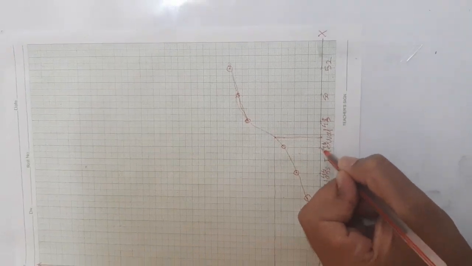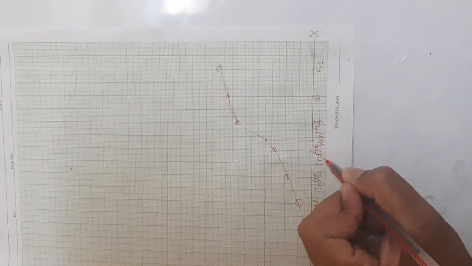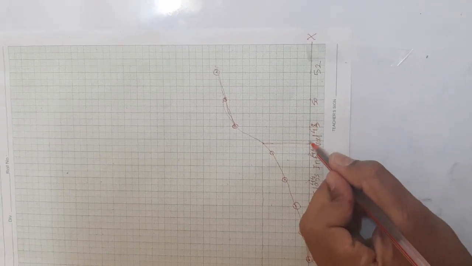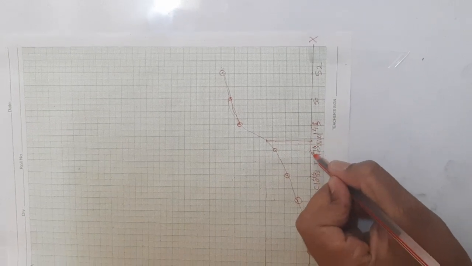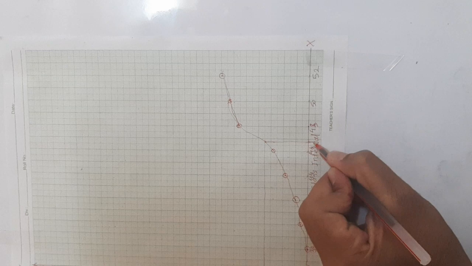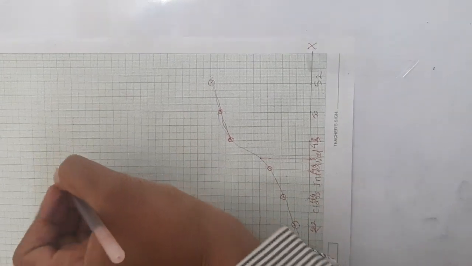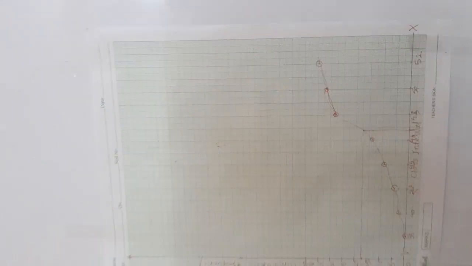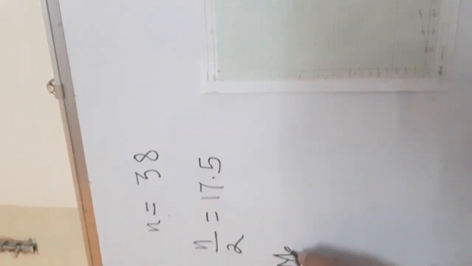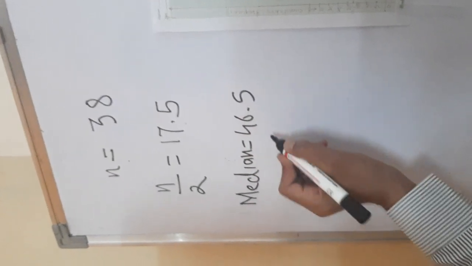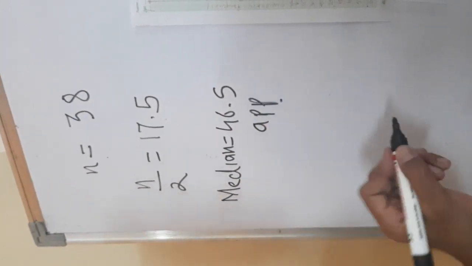If you see the median, this is 46, right, and this is 47 and this is 48, so it is coming to 46.5. I'll write here, median is equal to 46.5 approximately.